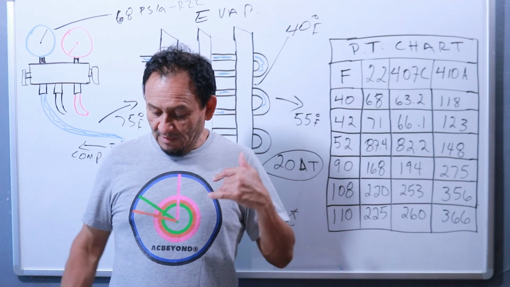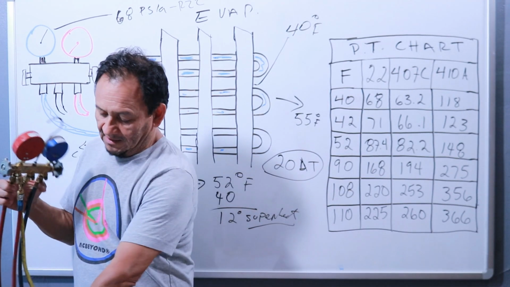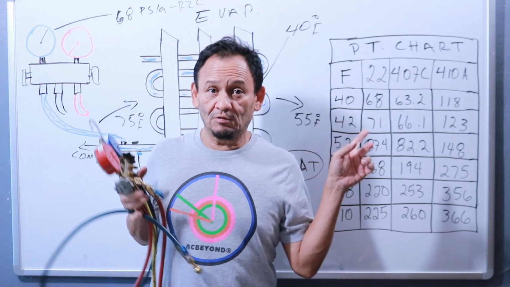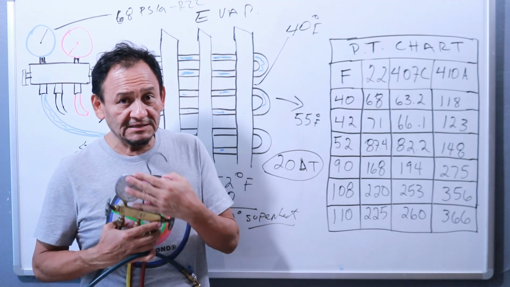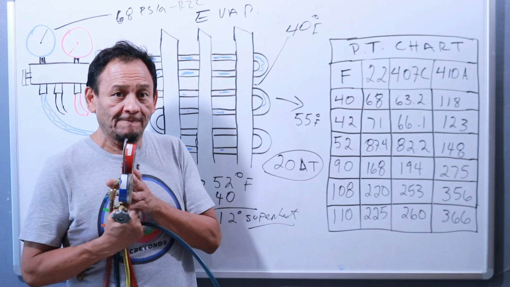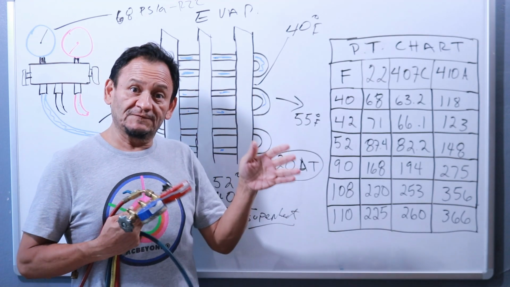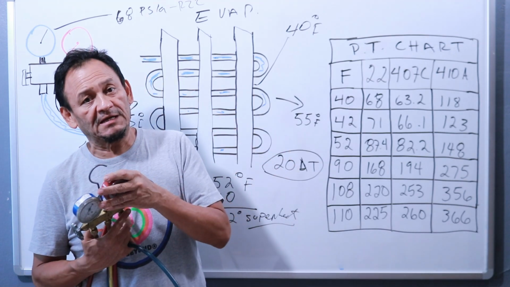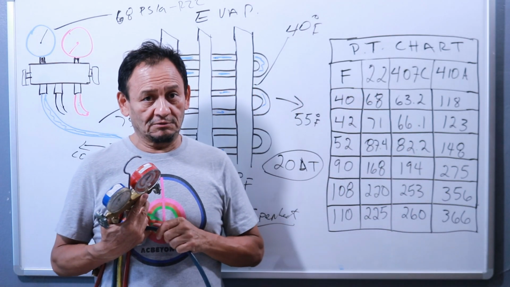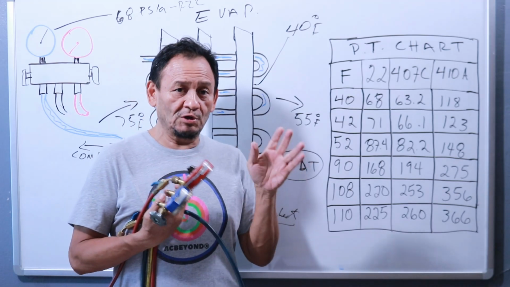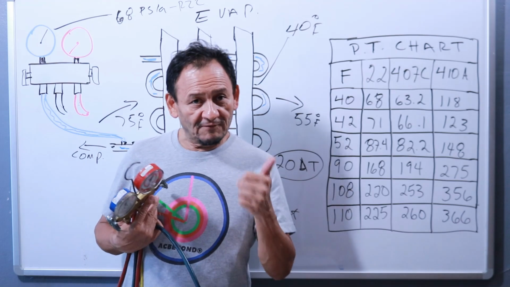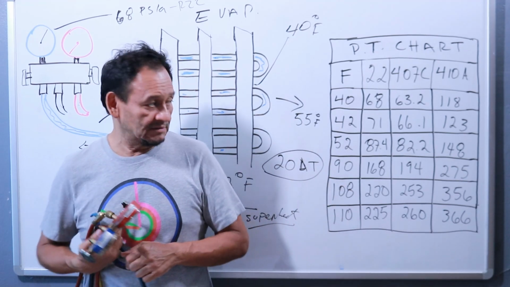What I was talking about before, I forgot to mention that on the gauges you have a PT chart also. All of the gauges have it. This is one of my work gauges, which I use for R22. If you're going to use 407C, you need another pair of gauges, and if you're going to work with 410A, you also need another pair of gauges. Depending on the refrigerant you're working on, you keep the same gauges, because you have different refrigerants and different types of oil.